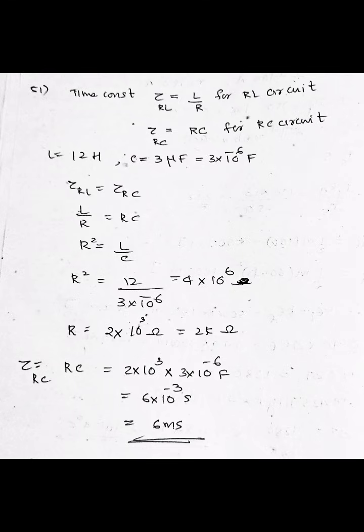Here L is equal to 12 H, C is equal to 3 microfarad, this is equal to 3 into 10 power minus 6 farad. So tau RL is equal to tau RC. So L by R is equal to RC, that is R square is equal to L by C, that is R square is equal to 12 divided by 3 into 10 power minus 6, that is equal to 4 into 10 power 6. So R is equal to 2 into 10 power 3 ohm, that is 2 kilo ohm. Here tau RC is equal to RC, that is equal to 2 into 10 power 3 into 3 into 10 power minus 6 farad, that is equal to 6 into 10 power minus 3 s, that is 6 milliseconds.